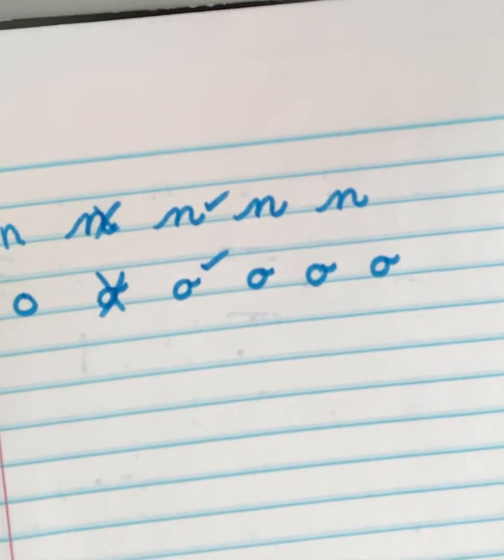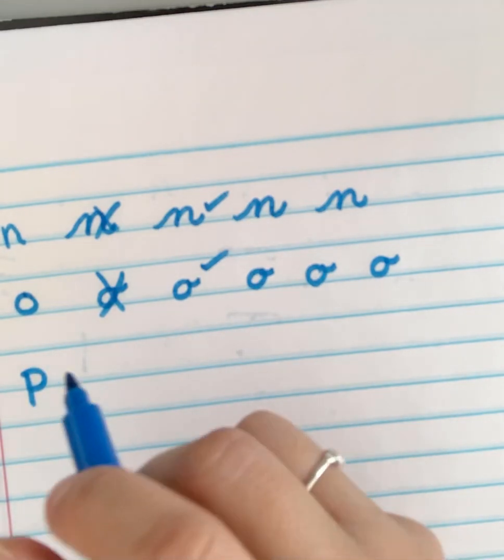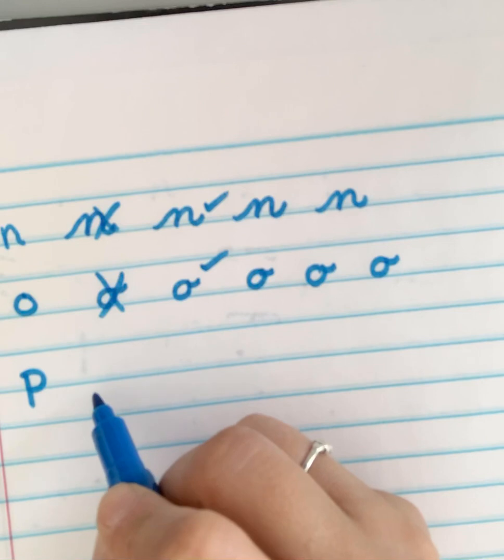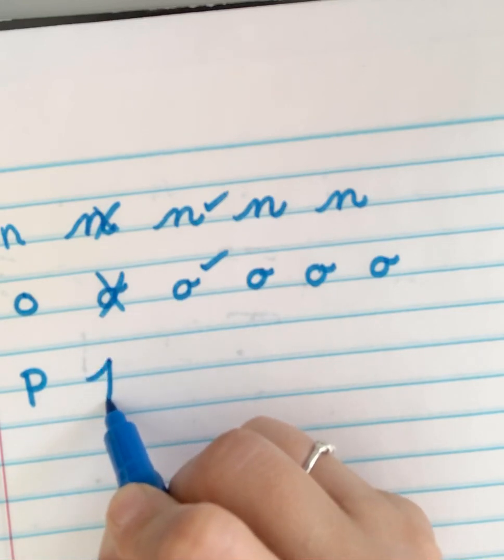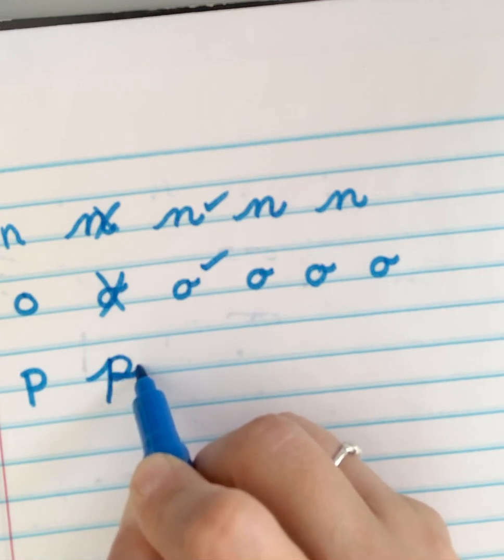And then we are moving on to a P. P is pretty simple. Lowercase p looks like this. A lowercase p, you're going to start at the baseline, go up, follow the same line down, follow that line back up, make a little bit of a loop, and end with the tail.